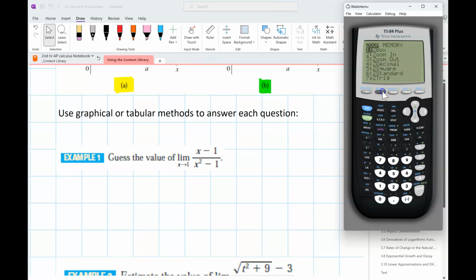So I'm going to change my window intentionally to be real close to 1. Maybe my x min will be 0.9, and my x max will be 1.1. The output of the function there looked like it was near the x-axis, on the positive side, so I'll just go from 0 to 1. Let's take a look.